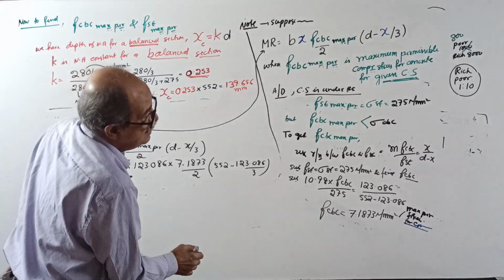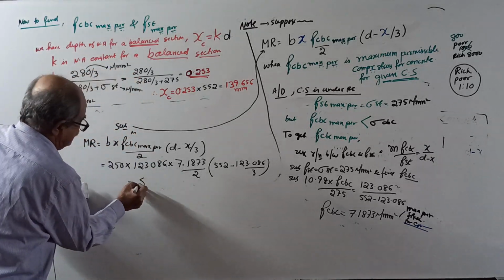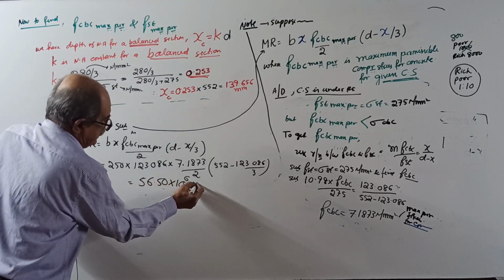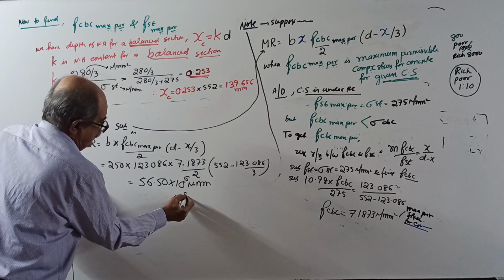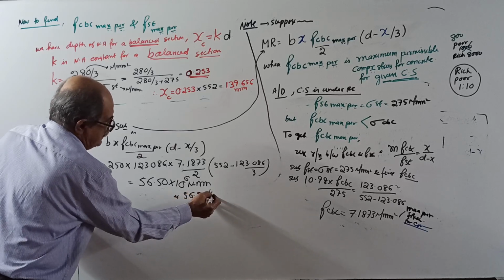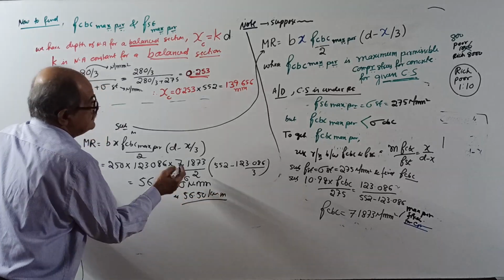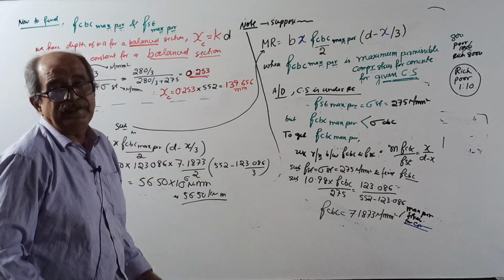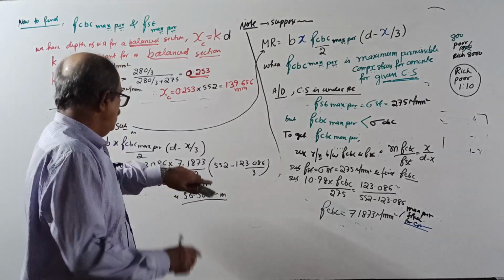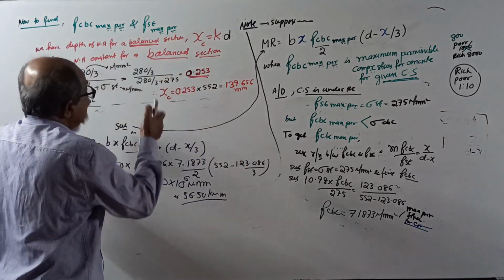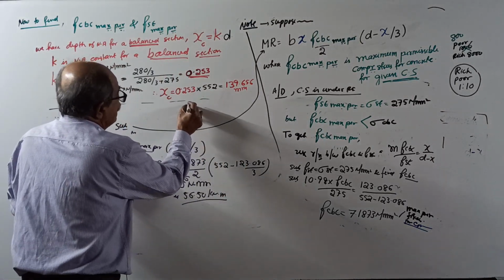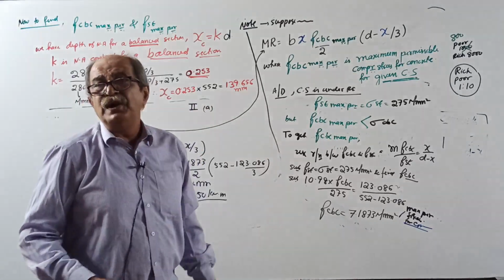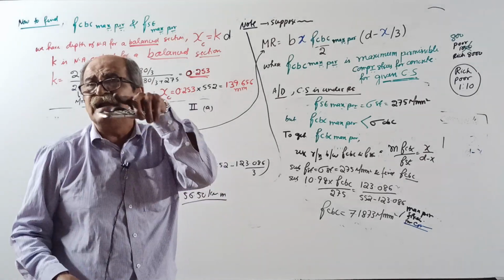Answer is 56.50 into 10 to the power 6 Newton millimeter. That is 56.50 kilonewton meter. Sorry, last closing stages, because of the pen problem, a little this side, that side, color difference, and the sound is increasing. So okay, I will stop now. This is Roman 2 MR calculation A. A means the first question in Roman 2, where the cross section came under reinforced.